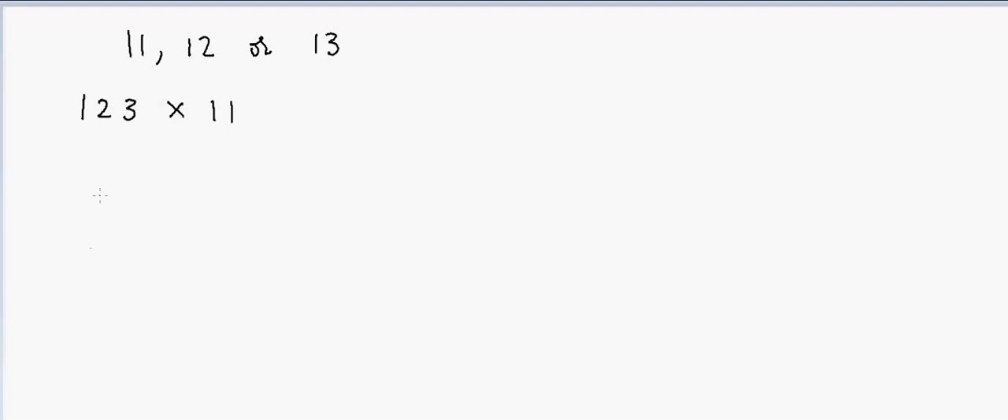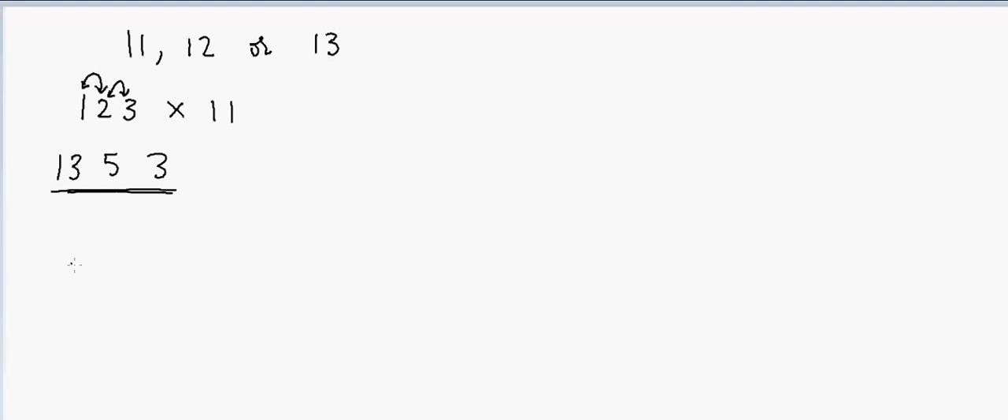In that case, first I'll just take the last terms, so I'll say 1 and then I'll say 3 here, and then I'll add 1 and 2 together. So if I add 1 and 2 together, that will be equal to 3, and then I'll add 2 and 3 together, that will be equal to 5. So my answer will be equal to 1353.